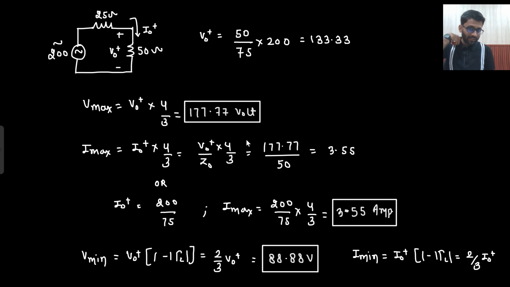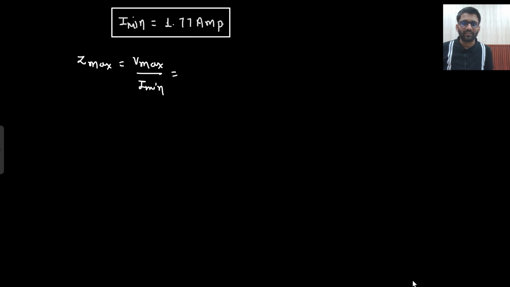So what is my V max? V max is 177.77, 177.77 divided by I min. I min is 1.77, and it should come out to be 100 ohm only. Why is that so? 177.77 divided by 1.77, it would be 100 ohm only.